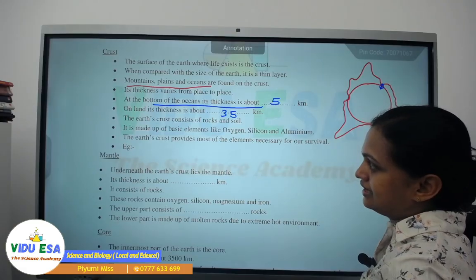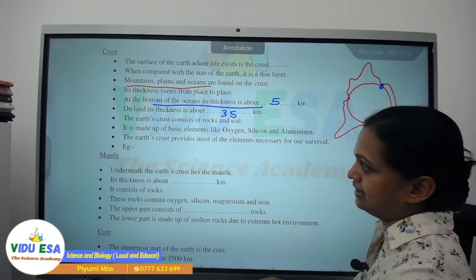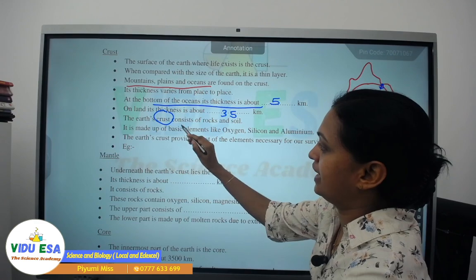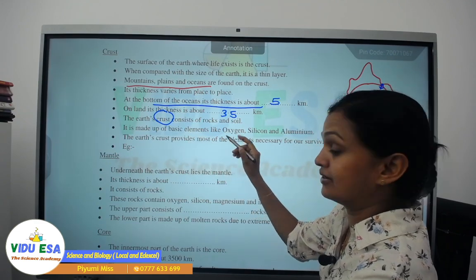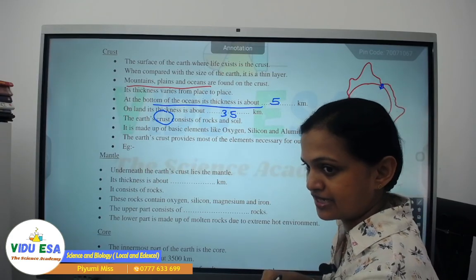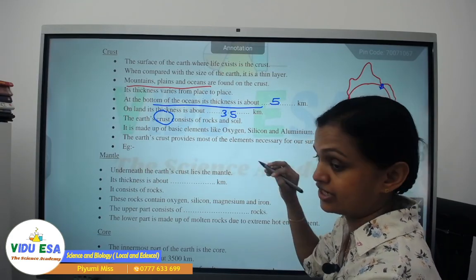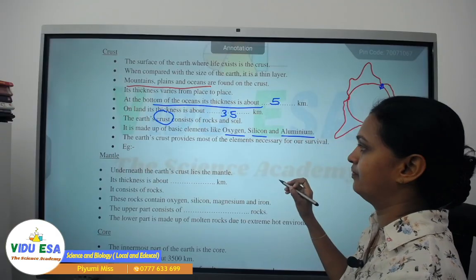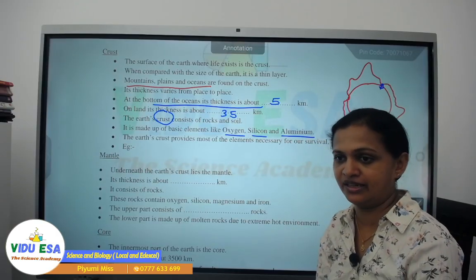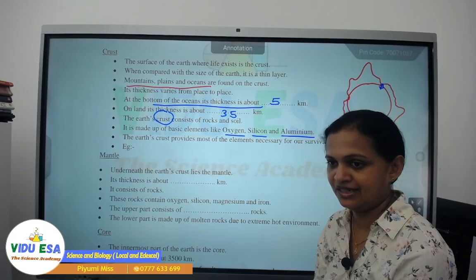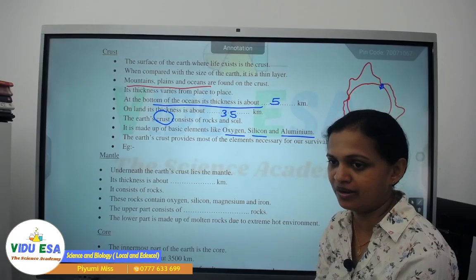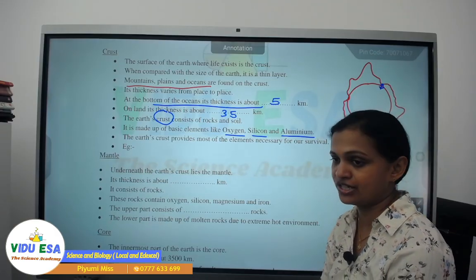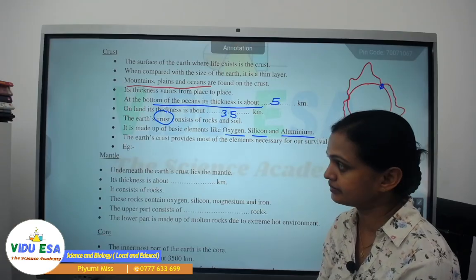The Earth's crust consists of rocks and soil. So the Earth's crust is made up of basic elements. Now remember the elements which are present in the Earth's crust: oxygen, silicon, and aluminium. Oxygen is the most abundant element. The second most abundant one is silicon. And in addition to that, there is aluminium, right?